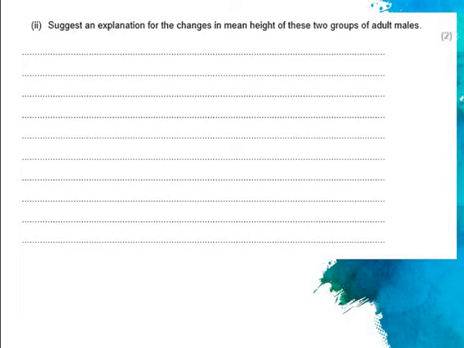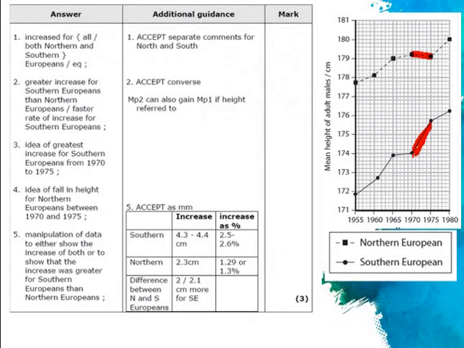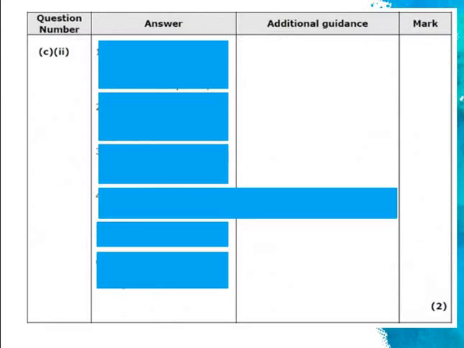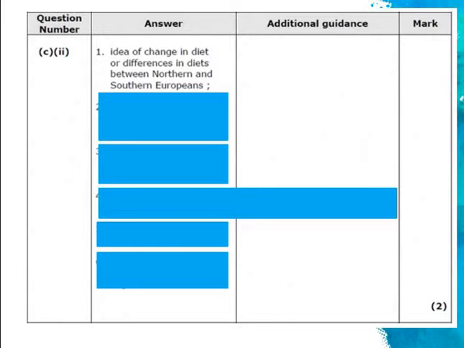Next one, suggest an explanation for the changes in mean height of these 2 groups of adult males. So how come the northern Europeans seem to be taller, whereas the southern Europeans seem to be shorter on average? And some ideas are the idea of change in diet or differences in diets between the northern and the southern Europeans.